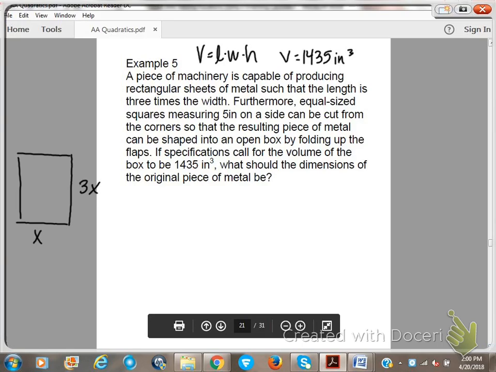Good. All right. Now, equal size squares are going to be cut from each corner. So here, here, here, and here, because they're cutting squares out of all four corners, and then they'll fold up the resulting pieces to make a rectangular box. And this is 5 by 5, and it's 5 by 5 on all of them.